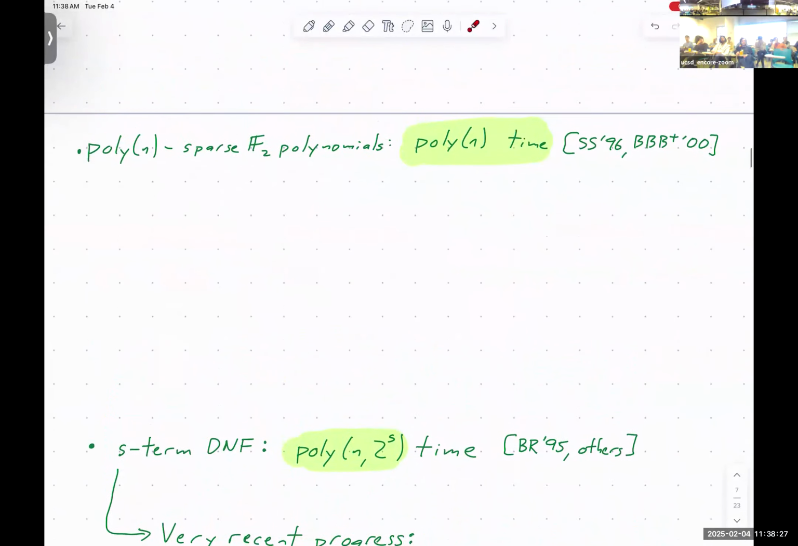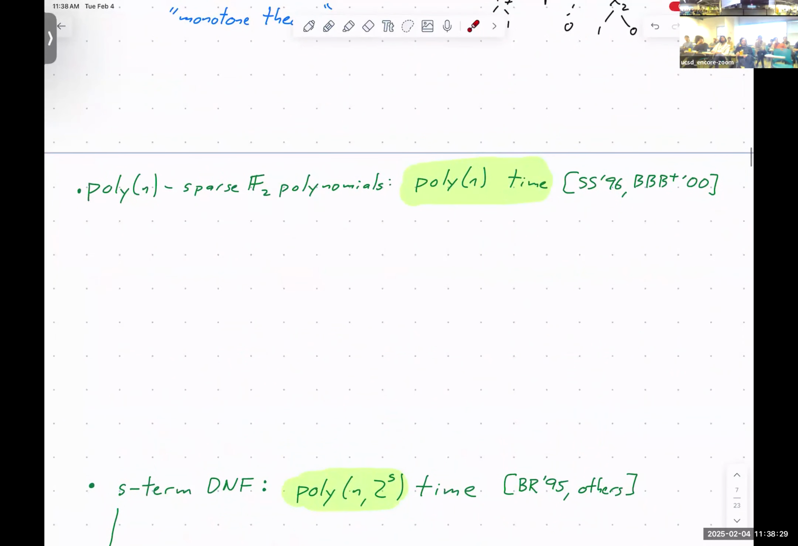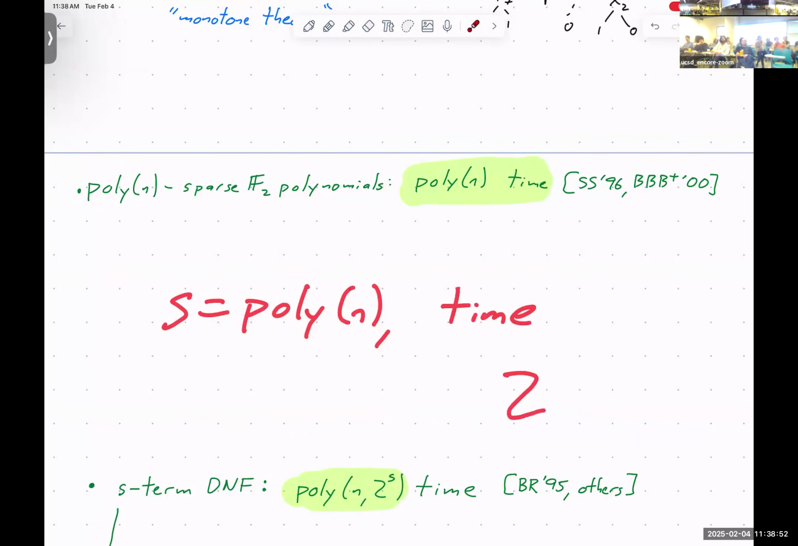So we told you a little bit about DNF formulas in this setting. You can think about the DNF learning problem like the results I was telling you about before. This was like S equals poly n, and we had time something like 2 to the n to the 1/3, maybe leaving off some log factors. This is the state of the art, the result I told you about before.